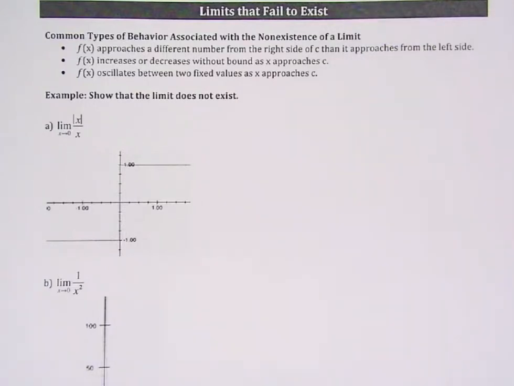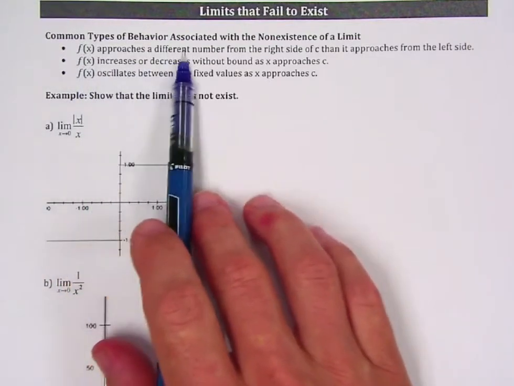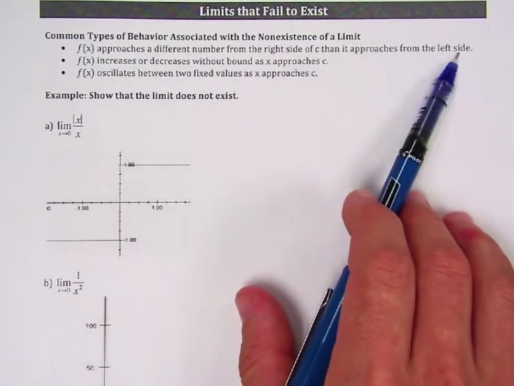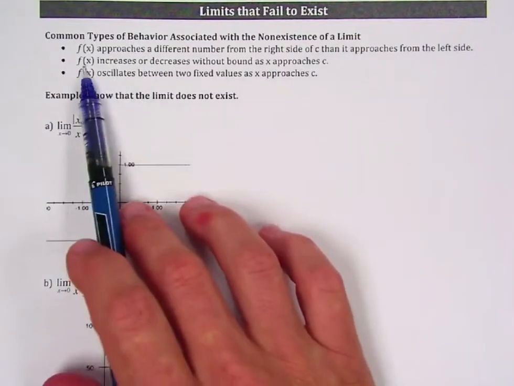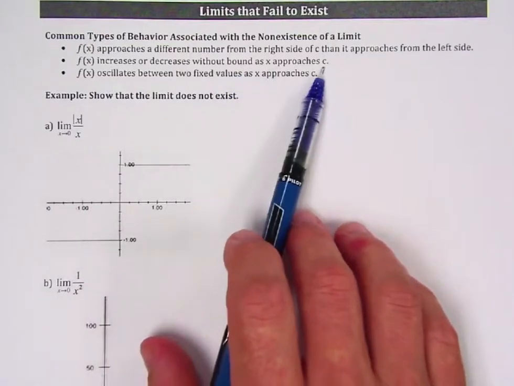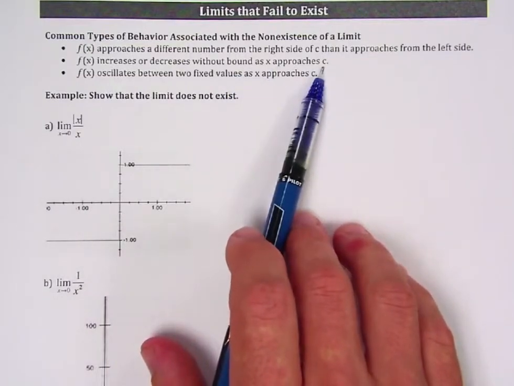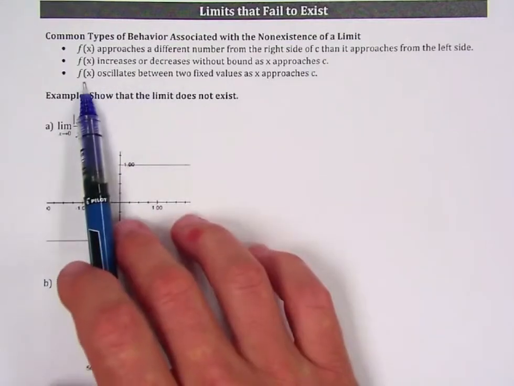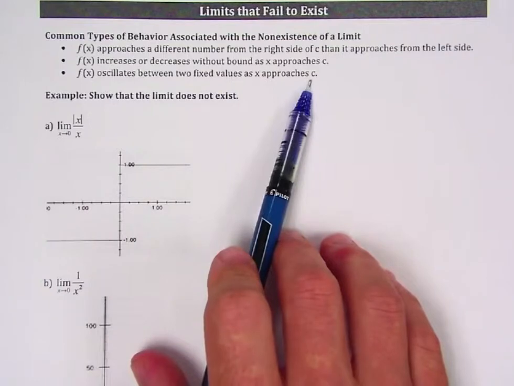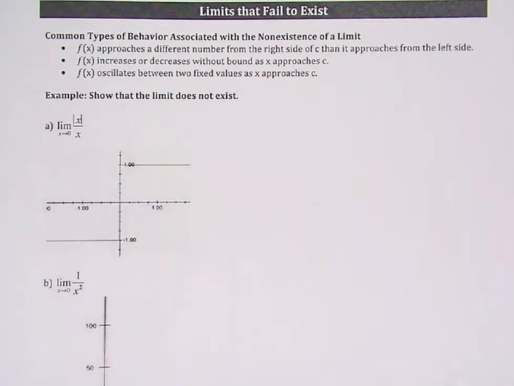So there are 3 common types of behavior associated with the non-existence of a limit. The first one is that f of x approaches a different number from the right side of c than it approaches from the left side. Okay. The second one, f of x increases or decreases without bound as x approaches c, thus yielding a non-real number. Or f of x oscillates between 2 fixed values as x approaches c. So we have 3 examples here that are going to show these 3 types of behavior.